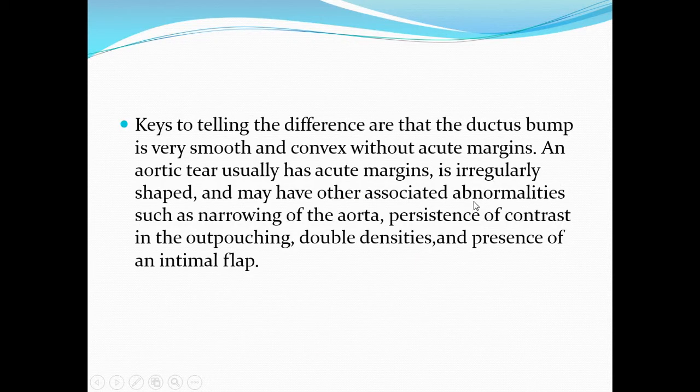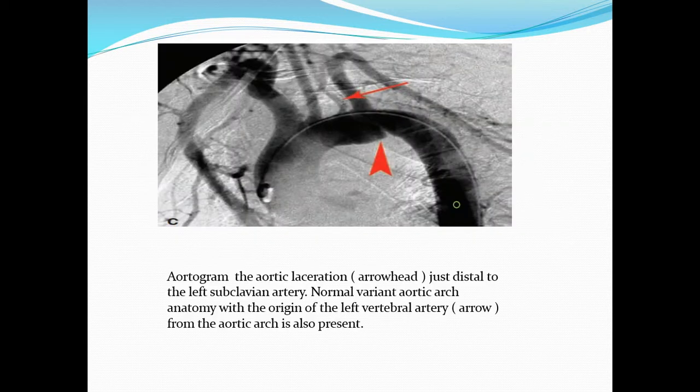The key to telling the difference is that the ductus bump is very smooth and convex, without acute margins. An aortic tear usually has an acute margin and is irregularly shaped, and may have other associated abnormalities like narrowing of the aorta, persistence of contrast in the outpouching, double densities, and presence of an intimal flap. These are the features that support the diagnosis of aortic injury.